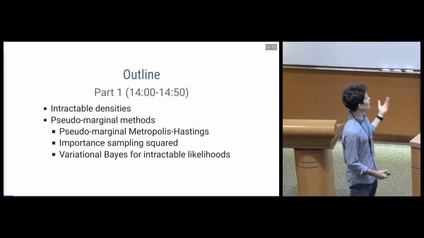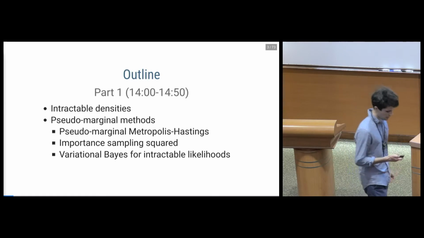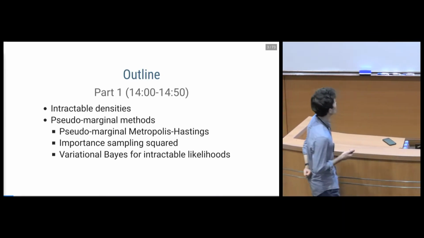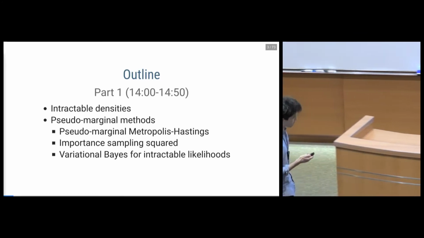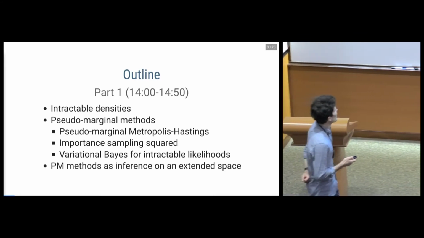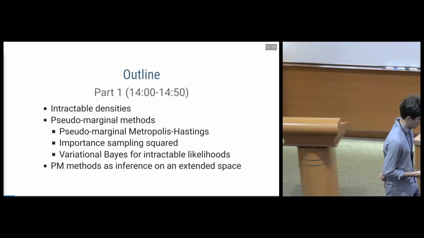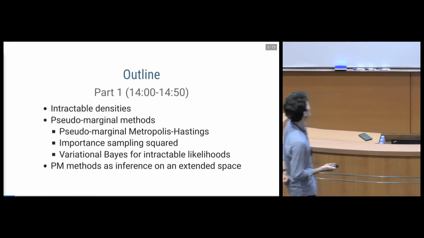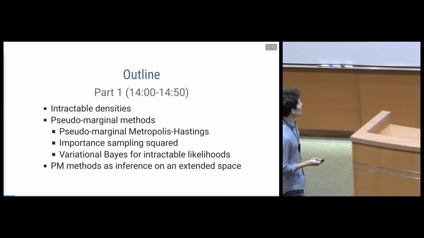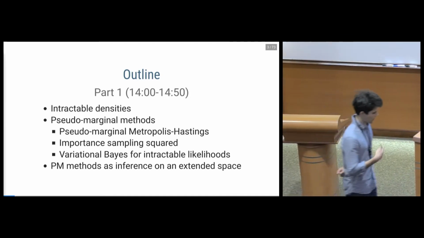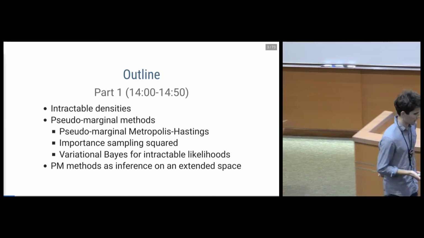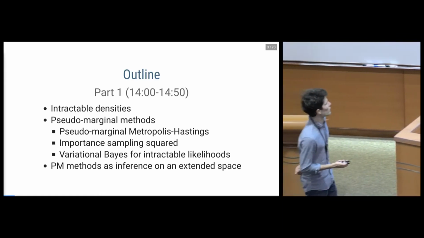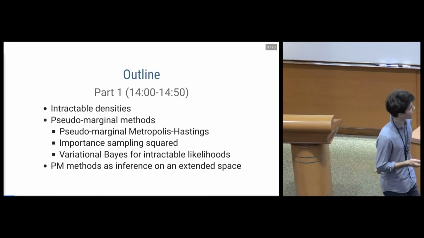And then also this method, variational Bayes for intractable likelihood, which David Nott talked about briefly in his introduction to ABC last week. And then to round off this first session, I will try and make some connections between all these methods and discuss how they can be viewed as performing inference on some extended state space, but making some particular assumptions about the kind of approximations that we make on the distributions we're defining on that extended space.